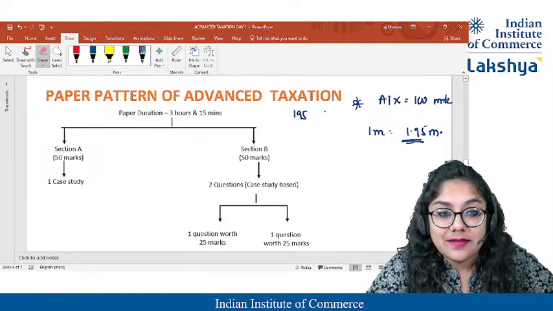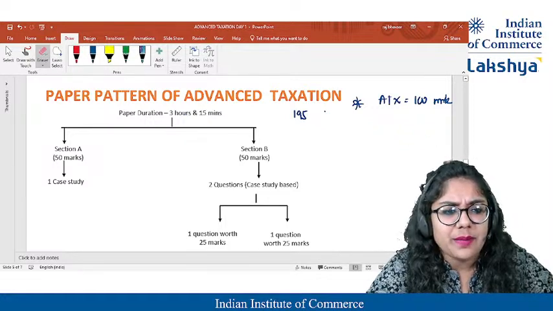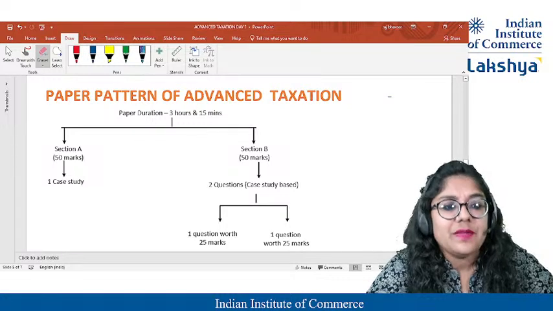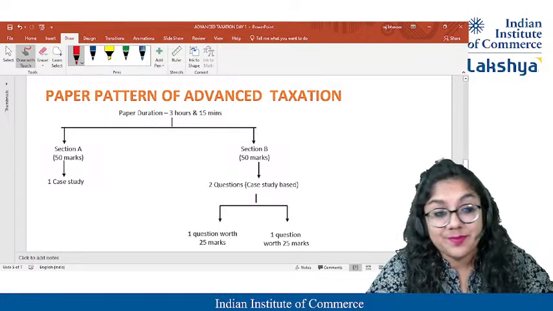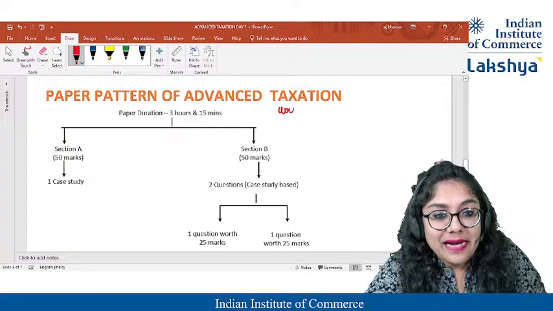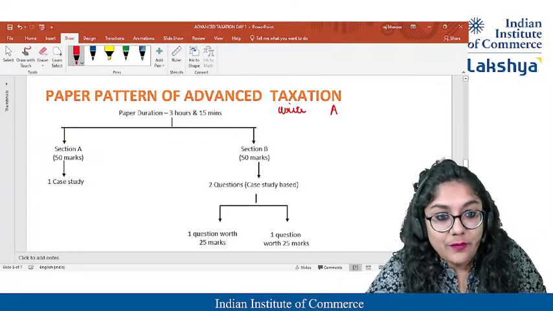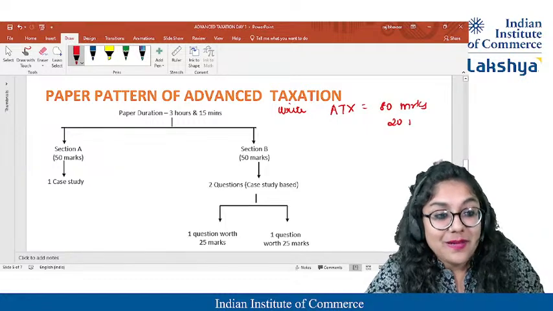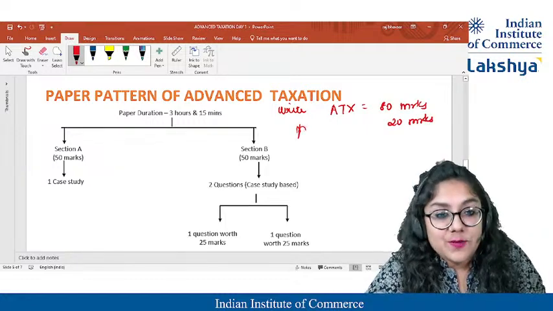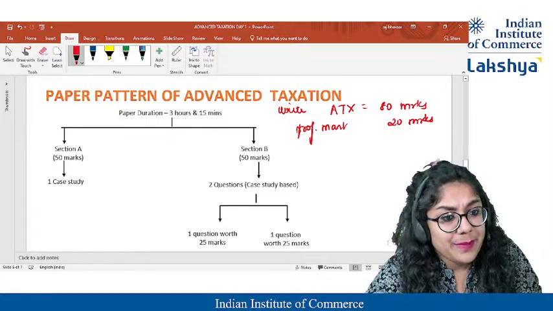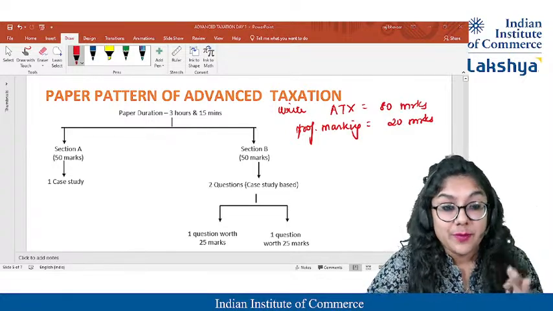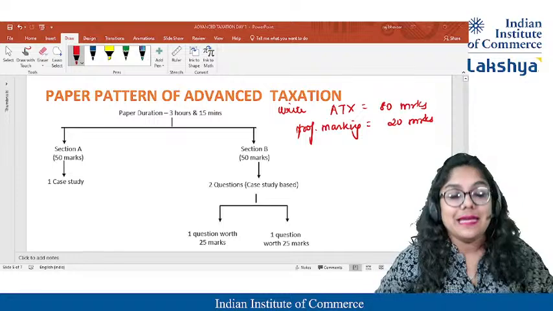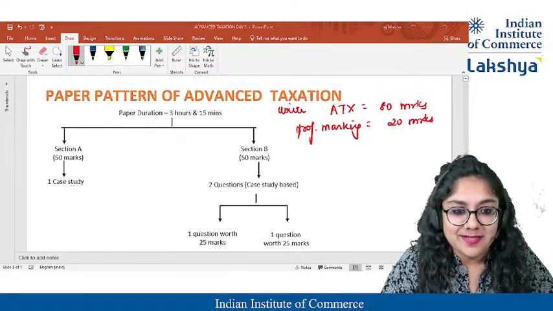I'll just erase all these things. We'll just write it for 80 marks. But ma'am, my paper is for 100 marks, right? Yes, but I want to write it only for 80 marks. It means I have to write my technical answers for ATX for 80 marks, whereas the remaining 20 marks will be allotted to me. That is known as professional marking. That means if I write my 80 marks paper so beautifully and so professionally, I get an additional 20 marks.